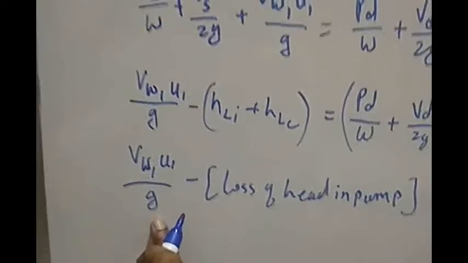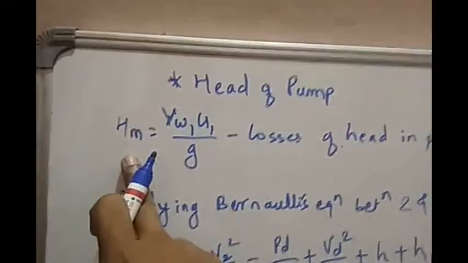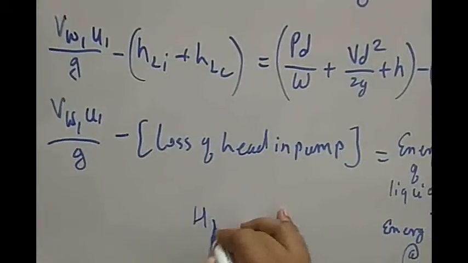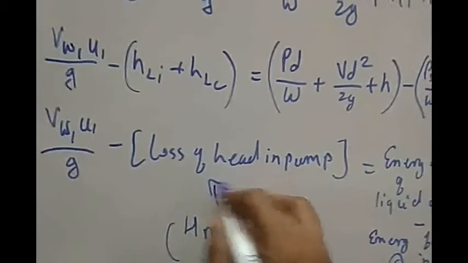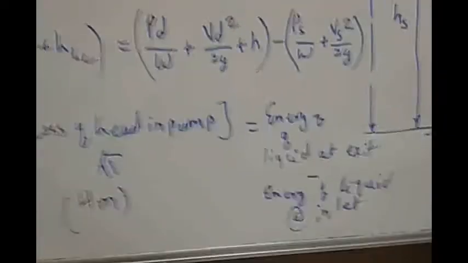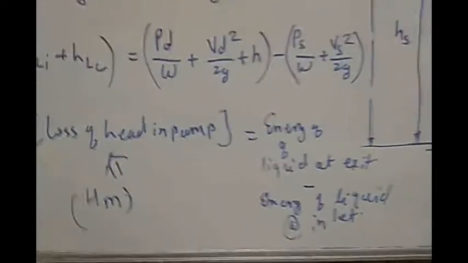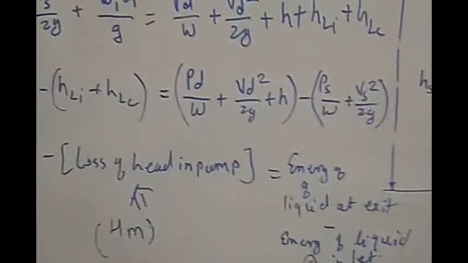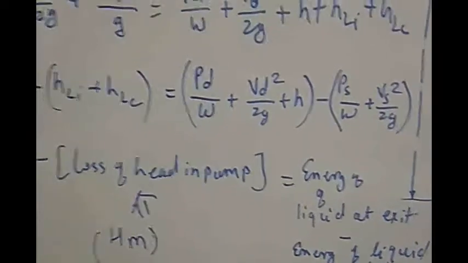So this left hand side, Vw1 U1 by g minus losses of head in the pump, we know is nothing but the Hm. So Hm, the manometric head, is nothing but the difference between the energy of the liquid at inlet and exit. This is one of the expressions for the Hm. We'll just further simplify this.